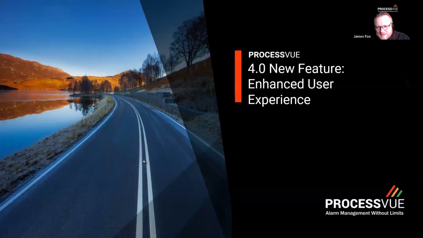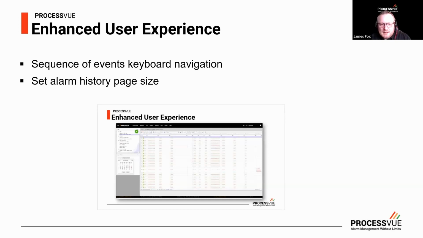So the next thing I'd like to talk about is the enhanced user experience that we've been able to squeeze into this release. So we've added the ability to navigate through your alarm history using the keyboard. So before you were using the mouse to click between the pages, we've now enabled the ability to use the cursor keys to move forward and backwards through time, a record at a time, and we've also added the ability to use page up and page down to jump whole pages at a time.